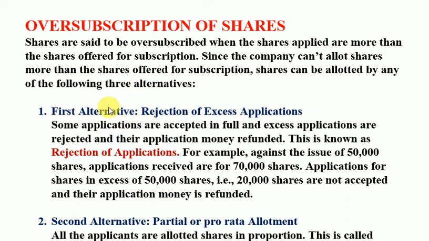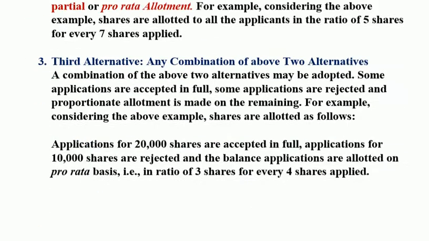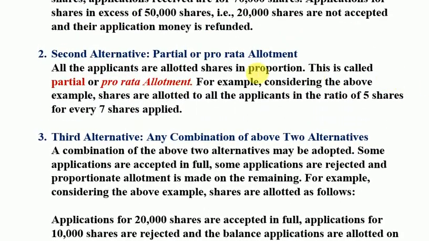The first alternative says rejection, refund of excess applications. We can say to reject the shares which have been oversubscribed. Then the second alternative is partial or proportionate allotment of shares, partial or pro rata allotment of shares. And the third alternative says partial refund and proportionate allotment of the remaining shares, which is a combination of alternatives 1 and 2.